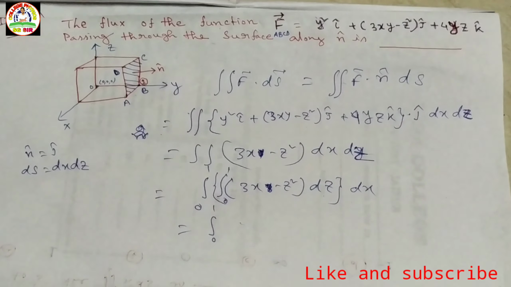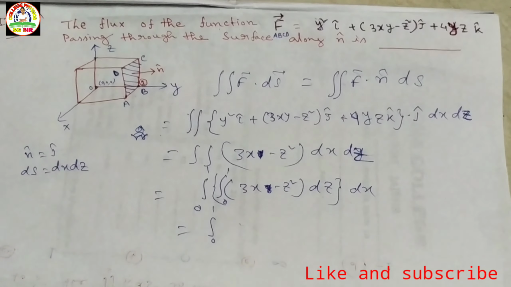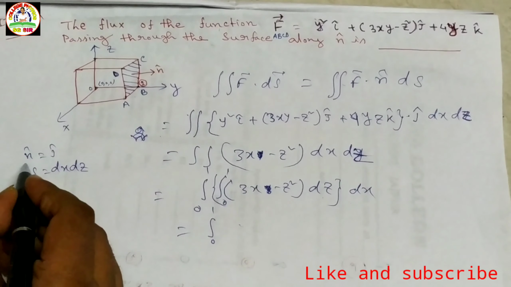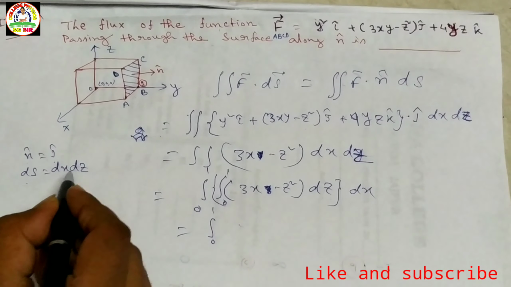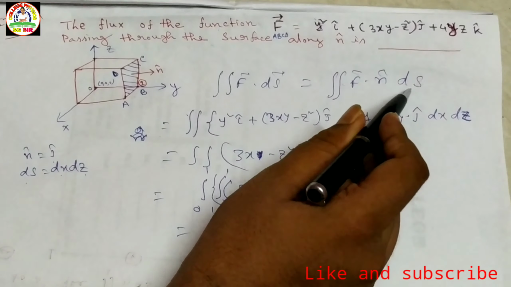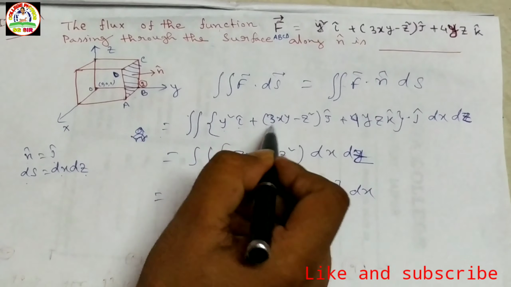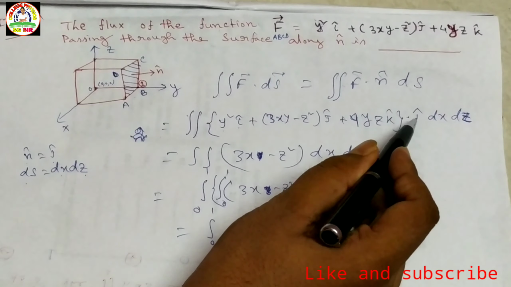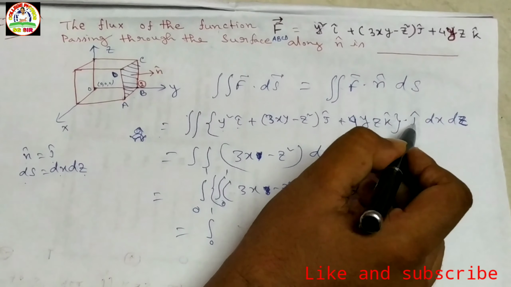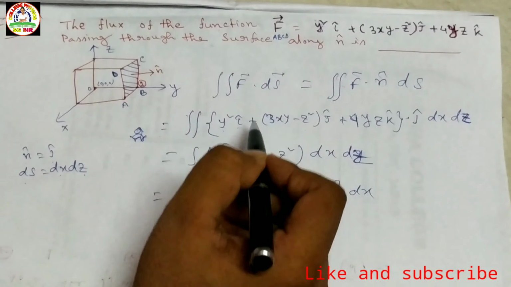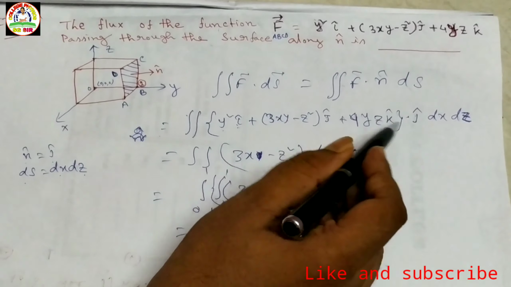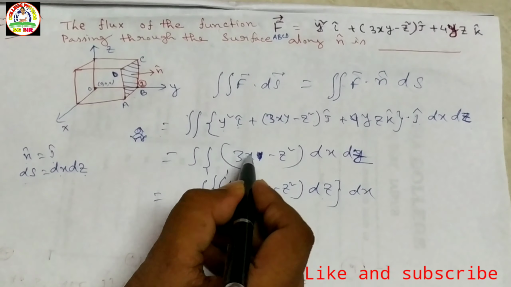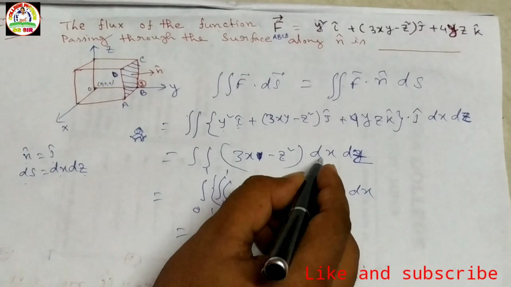So here the surface ABCD is in the xz plane and the normal n cap is equal to j cap. So we can write n cap is equal to j cap and ds equal to dx into dz. So we put this value in this equation. f is equal to y square i cap plus (3xy minus z square) j cap plus 4yz k cap, dot j cap dx dz. The dot product i cap dot j cap is equal to 0, j cap dot j cap is equal to 1, k cap dot j cap is equal to 0. So we get only (3xy minus z square) into dx dz.